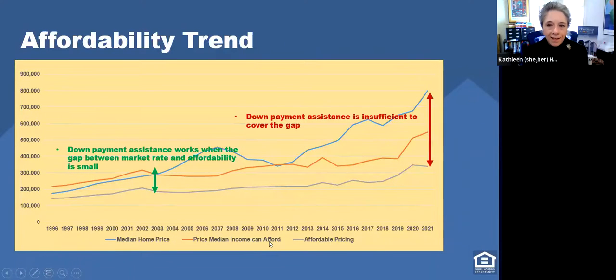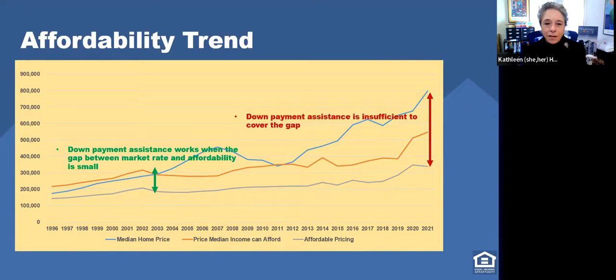It's important to understand that in the current environment, down payment assistance doesn't work. It used to work really well. What I'm showing on the screen right now is a trend line of median home prices, the price that a median household could afford, and then the affordable pricing, the pricing that's needed to serve our owners. Way back in 1996, it wasn't hard for a lower income family to bootstrap their way to home ownership because the median home price wasn't that different from their income.